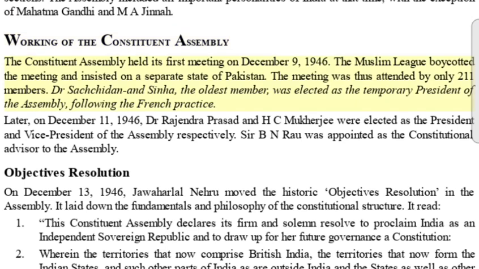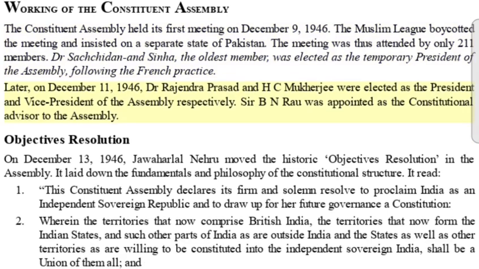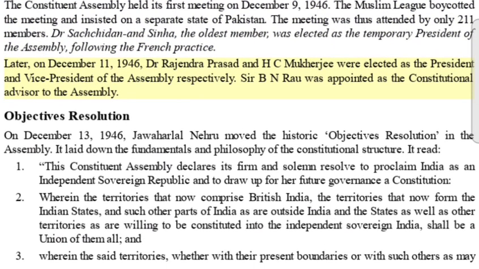Working of the Constituent Assembly. The Constituent Assembly held its first meeting on December 9, 1946. The Muslim League boycotted the meeting and insisted on a separate state of Pakistan. The meeting was thus attended by only 211 members. Dr. Sachchidananda Sinha, the oldest member, was elected as the temporary president of the Assembly, following the French practice. Later, on December 11, 1946, Dr. Rajendra Prasad and H.C. Mukherjee were elected as the president and vice president of the Assembly respectively. Sir B.N. Rau was appointed as the constitutional advisor to the Assembly.